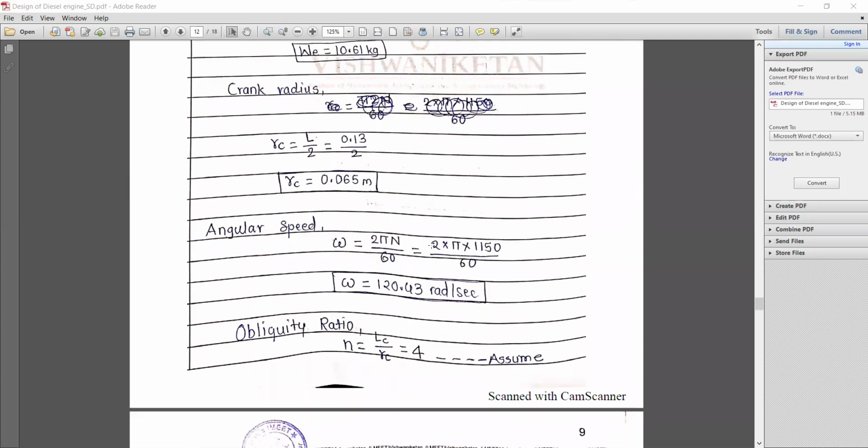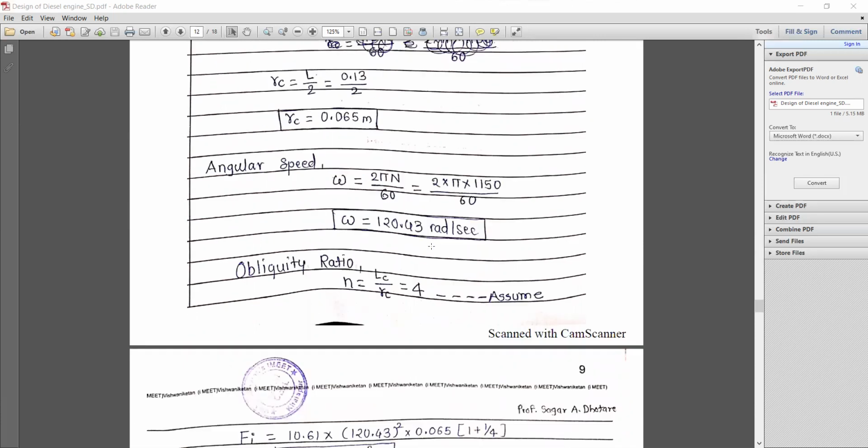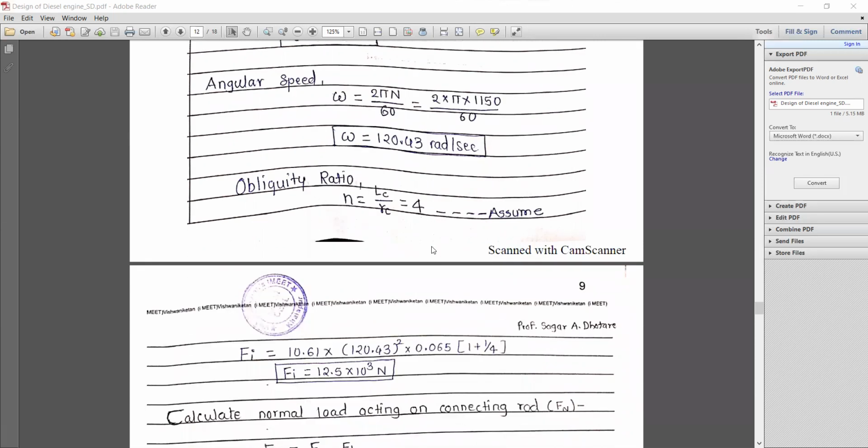Now the crank radius is the stroke length divided by 2. So RC is equal to L divided by 2, which is 0.13 divided by 2, so the crank radius RC is 0.065, that is 65 mm. Now the angular speed omega is equal to 2 pi N by 60. So 2 multiplied by pi multiplied by N, where we have considered the maximum speed, 1150, divided by 60. So omega is equal to 120.43 radian per second.